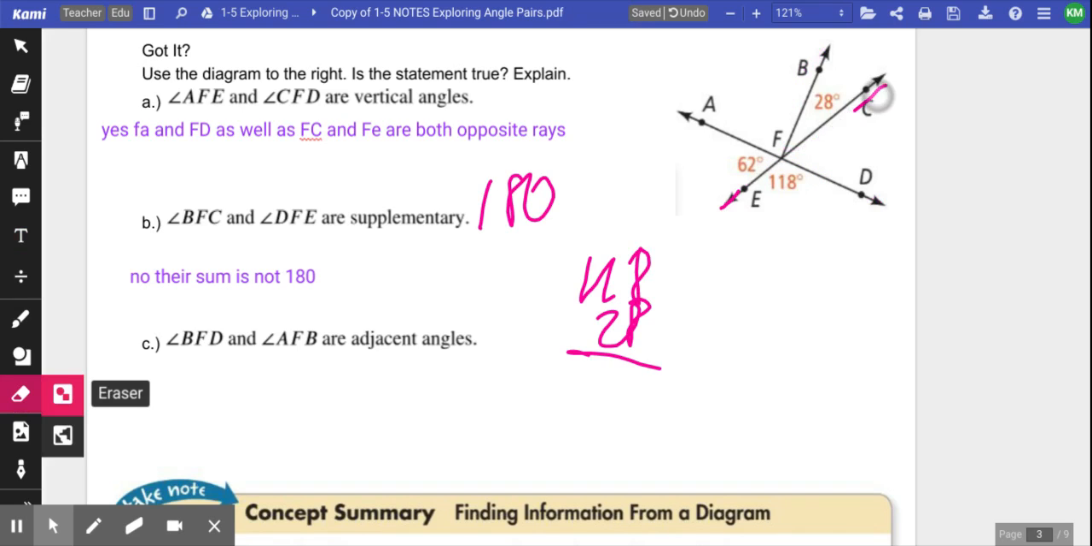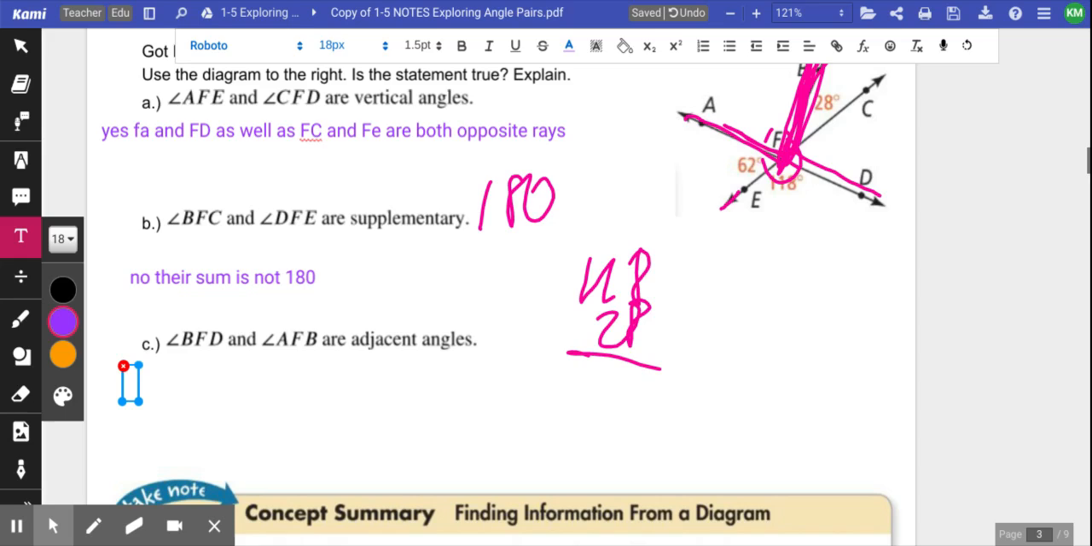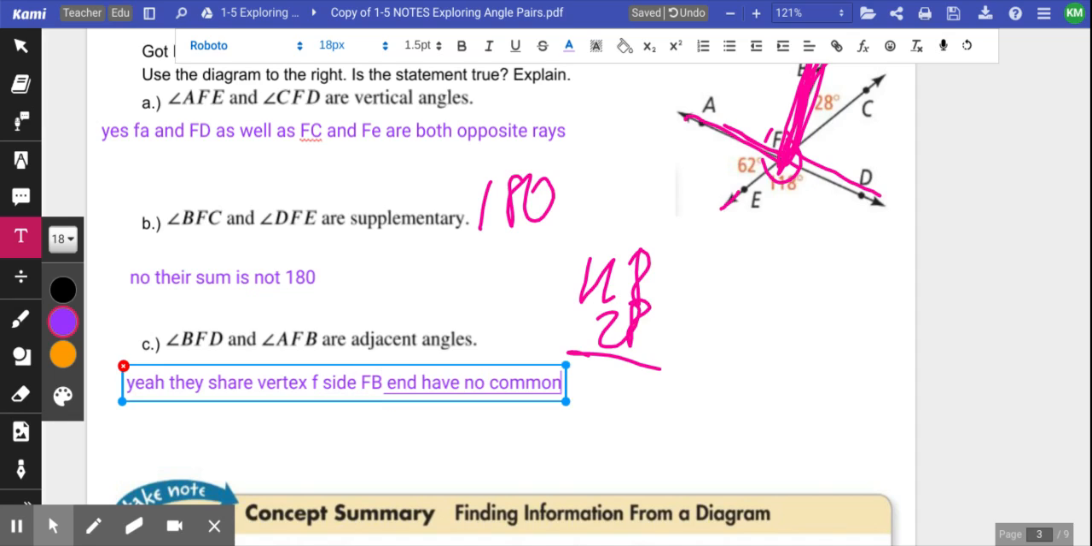Now we have, erase this. We have angle BFD as well as angle AFB. All right. They want to know, are they adjacent angles? And yes, they are, right? They share vertex F. They share this side, but they don't have any common interior points. So it's perfect. They fit the criteria. Yes, they share vertex F, side FB, and have no common interior points.